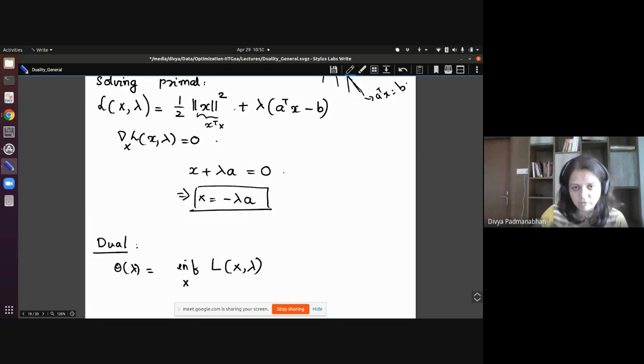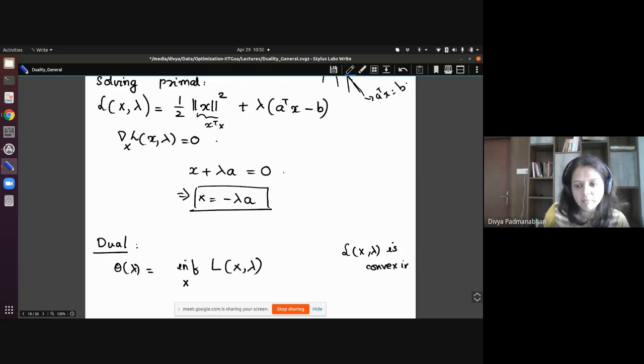This is a convex function, right? Because half x squared is convex. And lambda is a constant, and then here also you have a convex function. It's affine. So overall, L of x, lambda is convex in x.